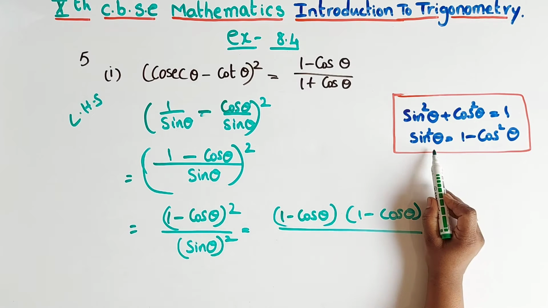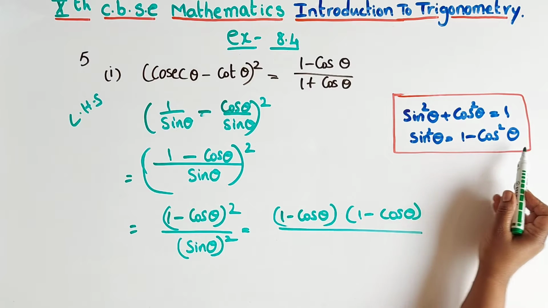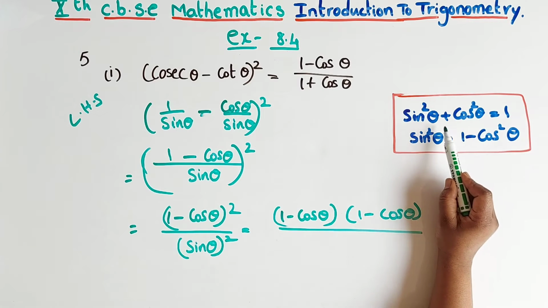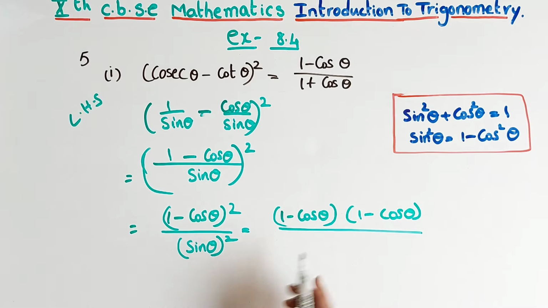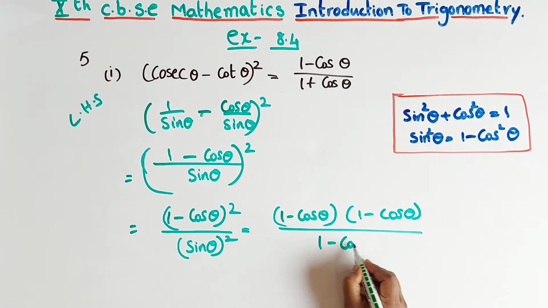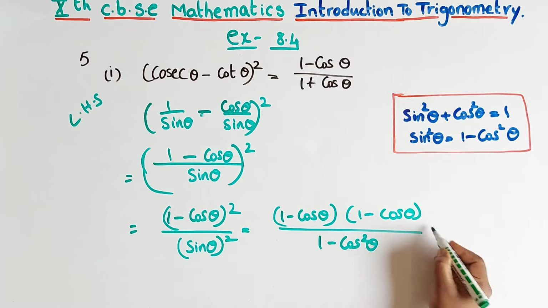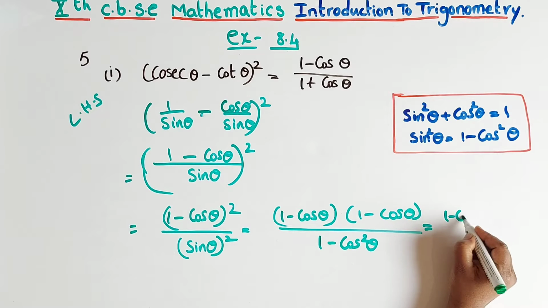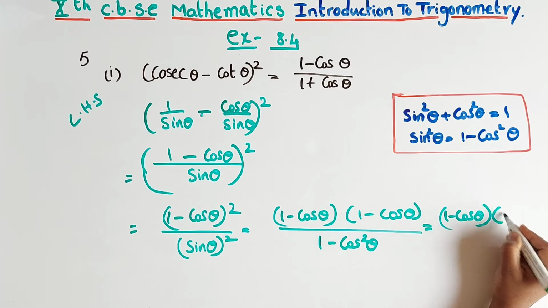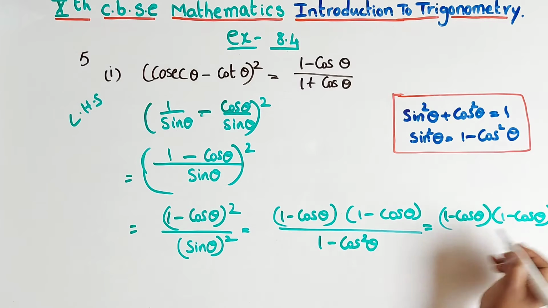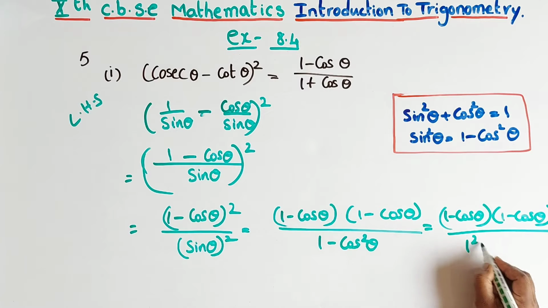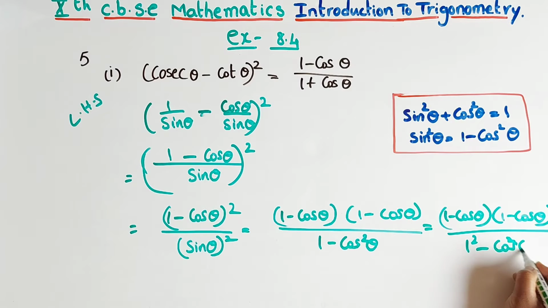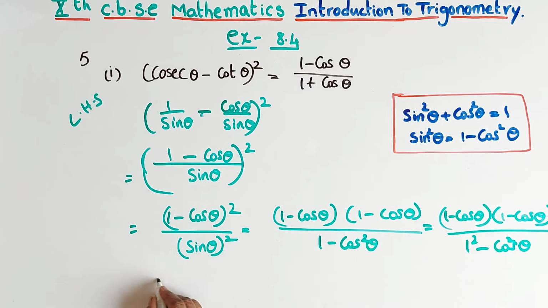What is sin square theta, children? That is 1 minus cos square theta, from the formula sin square theta plus cos square theta equal to 1. So I can write sin square theta equal to 1 minus cos square theta. Now see this one, (1 minus cos theta) into (1 minus cos theta) here. Now see this one here in denominator. This one I can write as 1 square minus cos square theta. This looks like a square minus b square, correct?